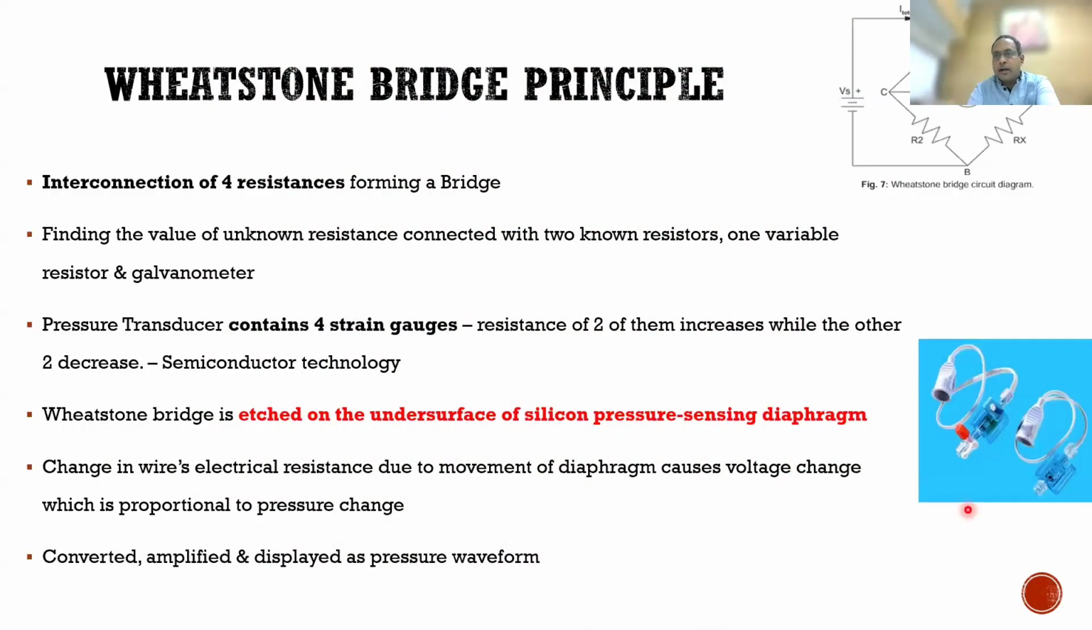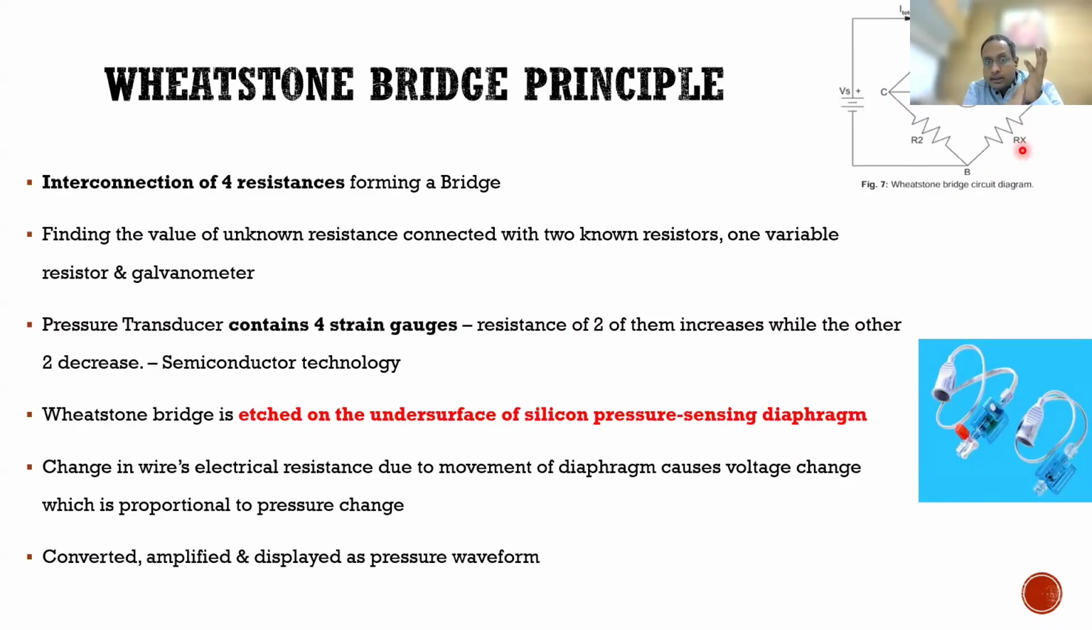So how does it work? There is the pressure transducer. I think everybody has seen that. That is what we use for invasive arterial pressure measuring, as well as invasive CVP measuring. It is based on the Wheatstone bridge principle. There is an interconnection of four resistances forming a bridge, as shown in the picture. And what we are trying to do is find out the value of an unknown resistance, which is connected to two known resistors and one variable resistor.